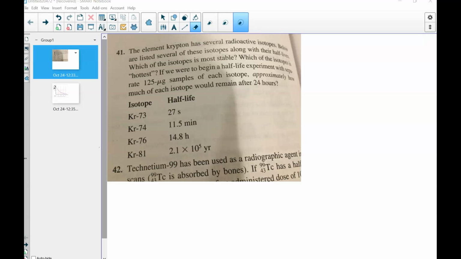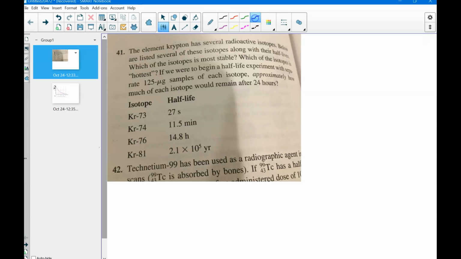So first of all, let's look at the first part of the question where it says the hottest and the most stable. The hottest will be the one that decays the fastest, with the shortest lifespan, which is Krypton 73 with a half-life of 23 seconds, which means it's decaying pretty fast. Krypton 81 will be the slowest, or most stable.